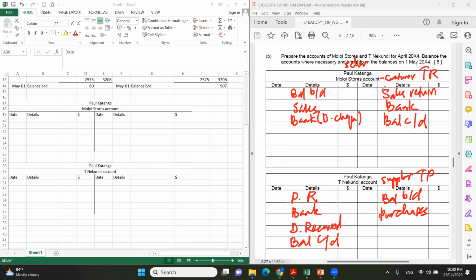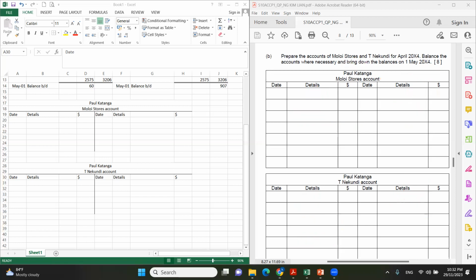Another entry in the customer account, which is normally bank. After that is the discount allowed. So these are the standard items for trade receivable and trade payable. So you must be clear who is recording. Paul is recording, as a seller to Molloy. Now I'm showing you how to do the recording from the question.